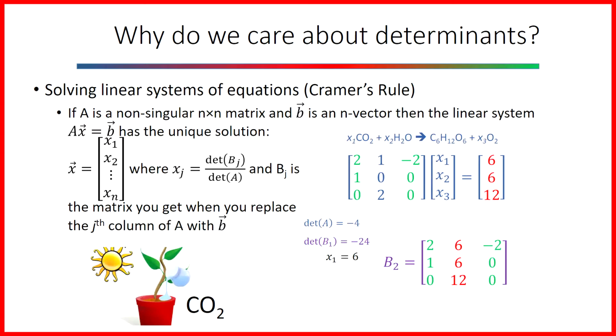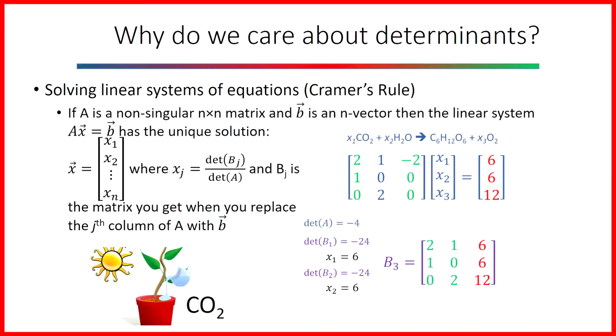Next we take matrix A and replace the second column to create B2, and then we compute the determinant of B2. I'm not going to walk through all the details, but again the determinant of the first two 2x2 matrices are equal to 0, and the determinant of the third matrix is 12. So the determinant of B2 is also equal to negative 24. If the determinant of B2 equals negative 24, then x2 also equals 6.